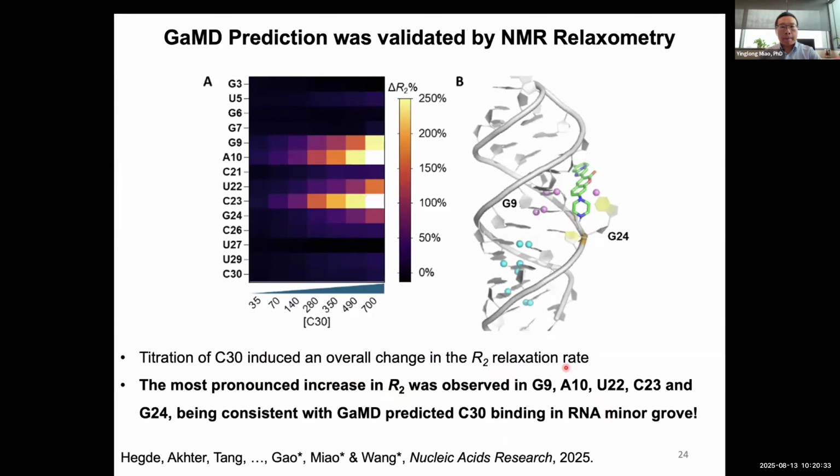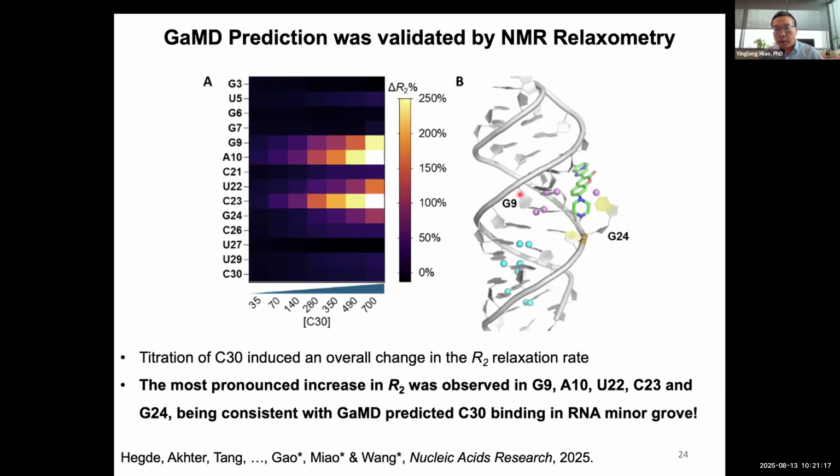Well, now if we go back to the potent ligand C30, we find our prediction was very consistent with NMR spectra. So in the experiments, our collaborators added a number of NMR labels in different nucleotides. These are highlighted in spheres here. And then we titrate the ligand at different concentrations. We look at the change in the R2 relaxation rate. We find the largest increase in a number of nucleotides. These include G9, A10, U22, C23, and G24.